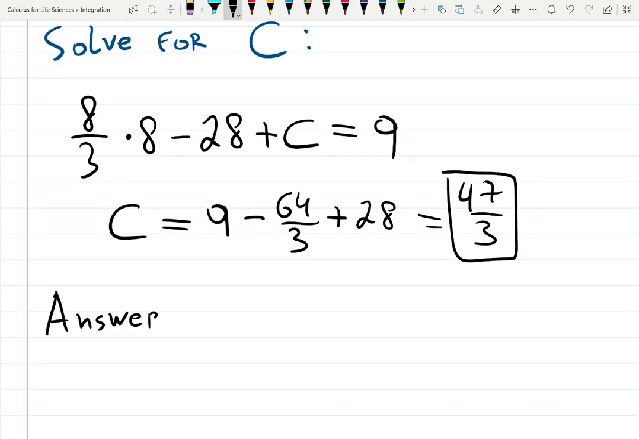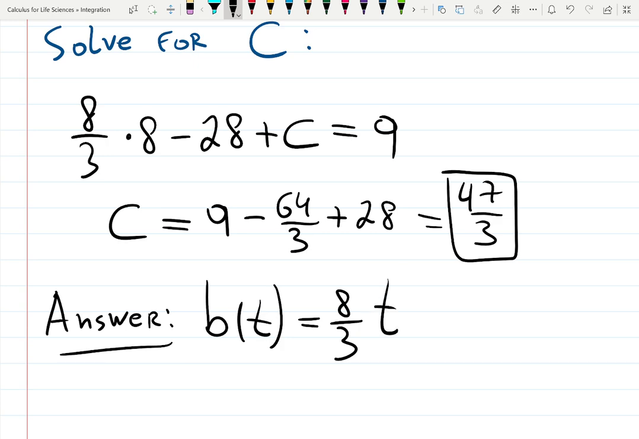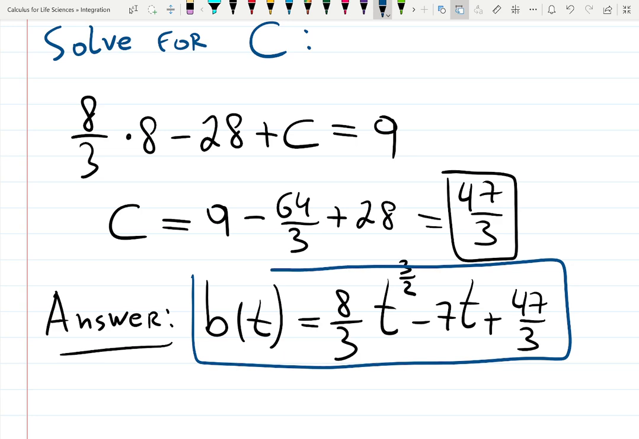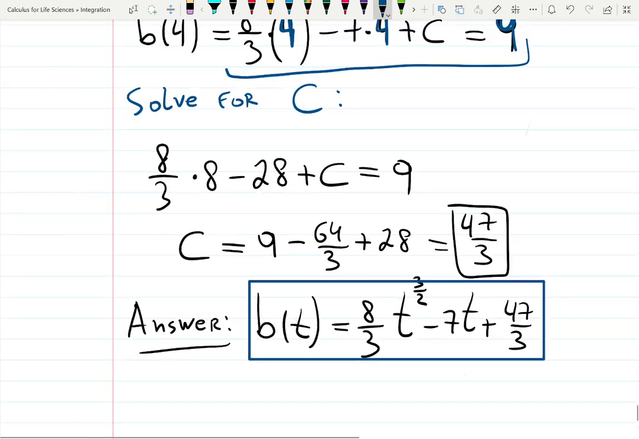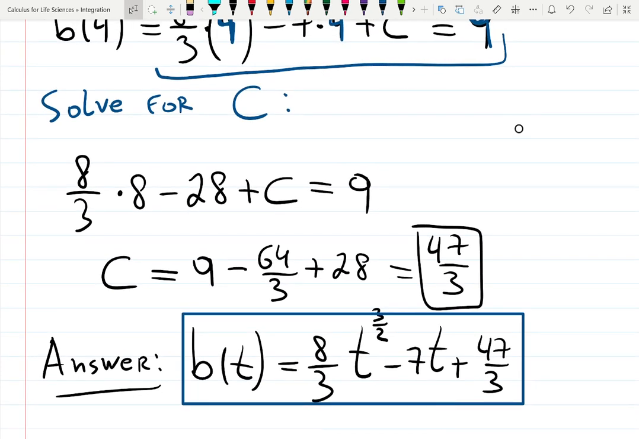So, answer. Well, they never ask us to find c. They ask us to find the equation of B. So we need to write down the final beautiful answer. B of t is 8/3 t to the 3/2 minus 7t plus 47 over 3. This is a solution of the initial value problem with the given function and the initial value. So 3 examples, and this is the answer to your question.